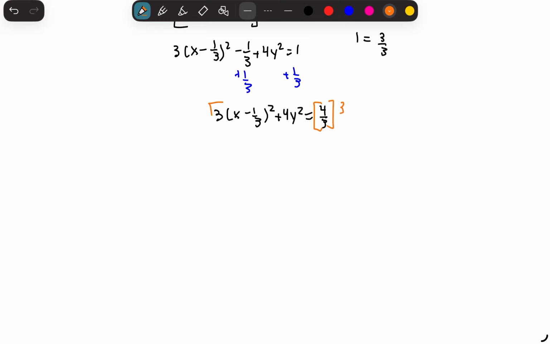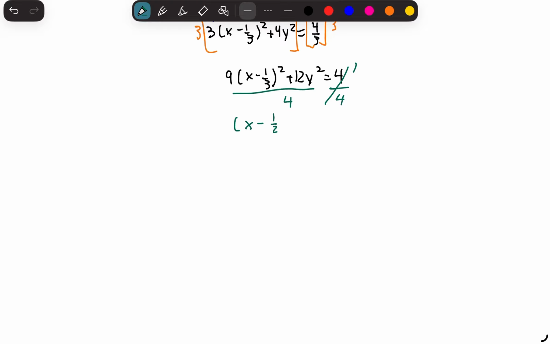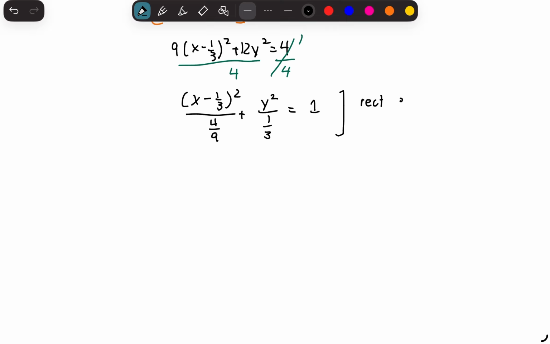So you would have x minus 1 over 3 squared over 4 over 9 plus y squared over 1 over 3. And yay, now we don't have anything in front of here, so that's good. That's equal to 1. So now this is a rectangular equation, and we can see that both of these terms are going to be positive. So we have an ellipse, and now this is complete. Now let's do another example.